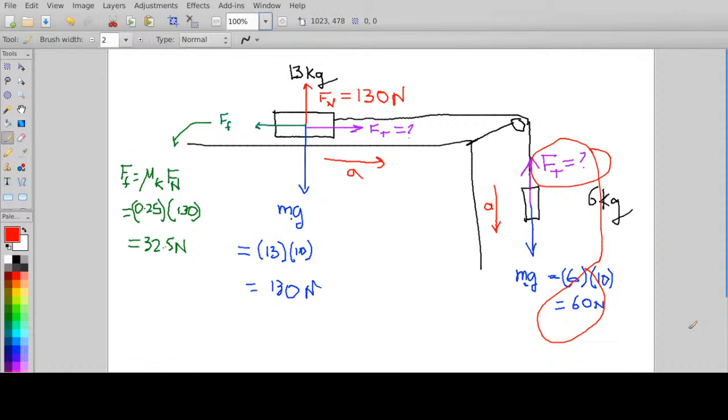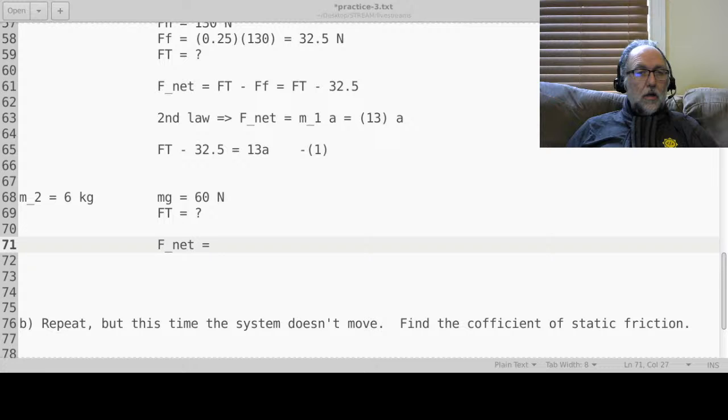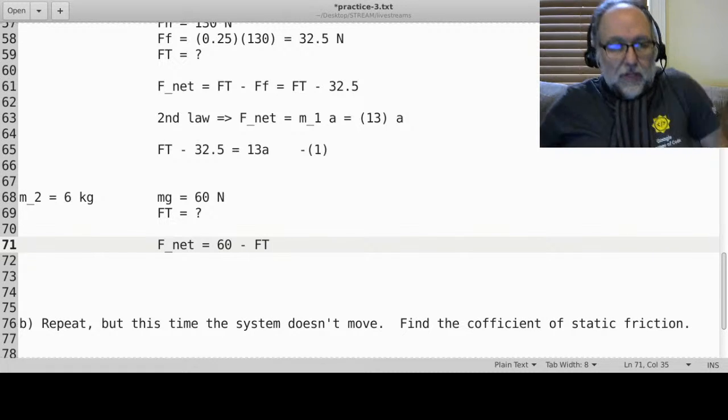And you say, well, which one has to win? Well, look at the way that A is going. A is going down. 60 newtons has to be bigger than FT. If FT were bigger than the 60 newtons, it would be going up. And it's not going up, is it? It's going down. And so the 60 newtons has to beat the FT. Okay, so F net is going to be 60 minus FT. All right, so over here, we can say that this is going to be the 60 newtons, which is winning, minus the FT like that. Okay, and you can't reduce FT any further than that.